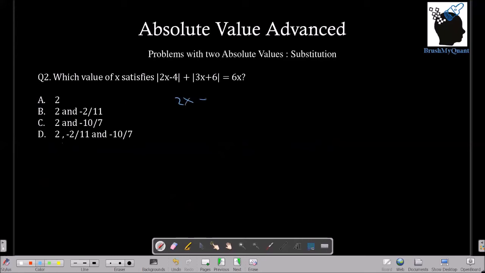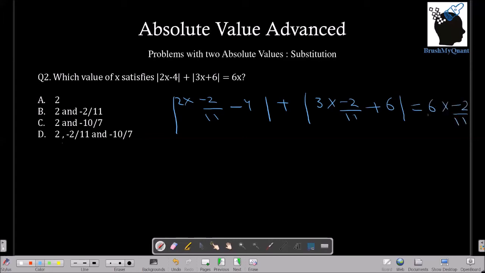So we'll have mod of 2 into minus 2 by 11 minus 4 plus mod of 3 multiplied by minus 2 by 11 plus 6 is equal to 6 multiplied by minus 2 by 11. Definitely this won't be true because the left hand side will be non-negative and the right hand side is negative. So this is not correct. Similarly, option number C will not be correct because again the right hand side will become negative and the left hand side will be non-negative. And option number D will also not be correct. So the answer will be option number B.